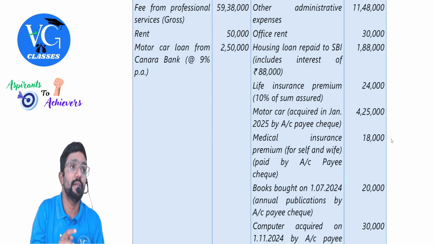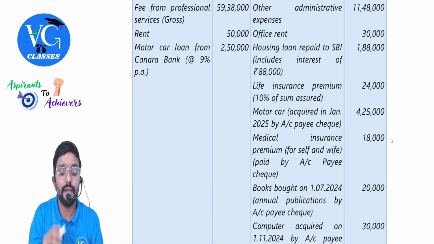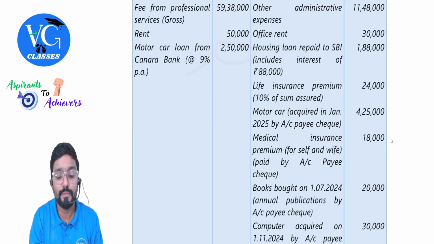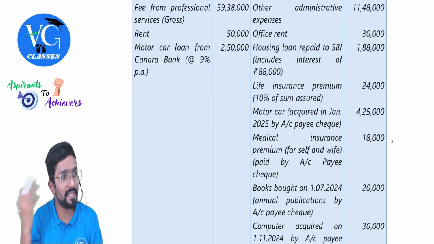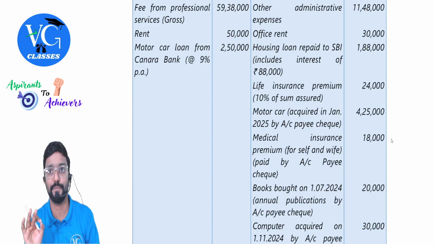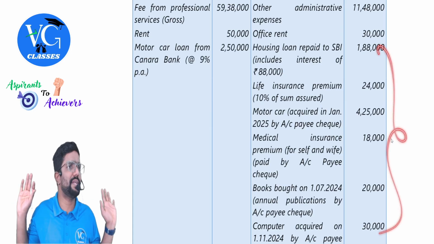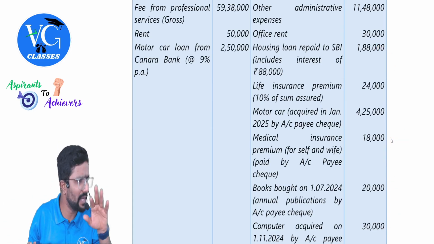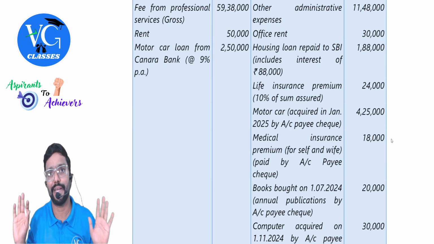But please be careful. See, listen here. They have given loan amount and interest rate. Some students by mistake may take 2,50,000 at 9% as an expense. No, cash system. If they had given it here, yes, we would have taken it because it is paid. But it is not paid. Maybe it is accrued but not paid. So we will not take it.